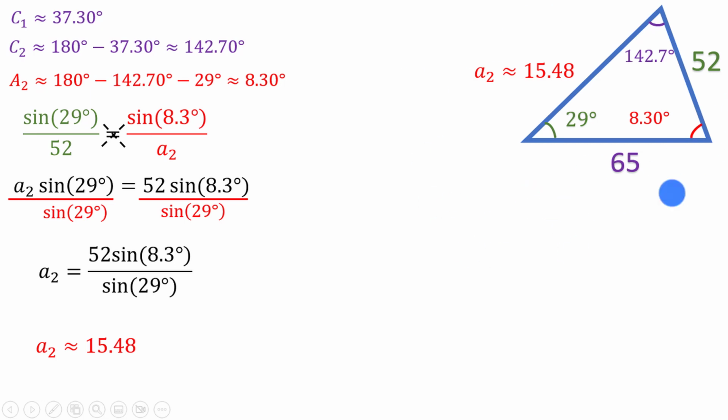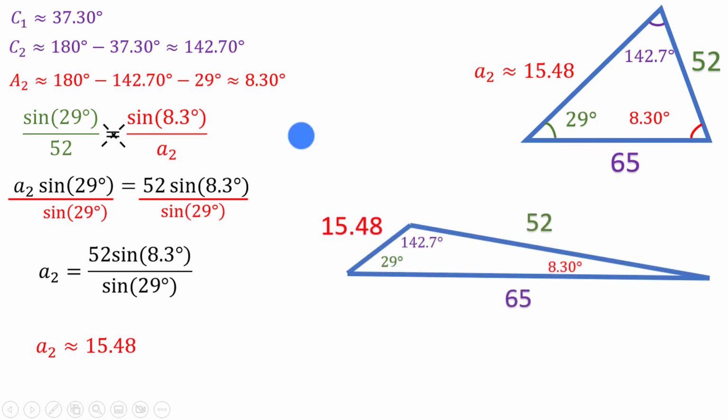Now, of course, this is not drawn to scale. If I was to draw this a little bit more accurately, this is what that triangle would look like, with the angle C being a much larger angle than the other two.